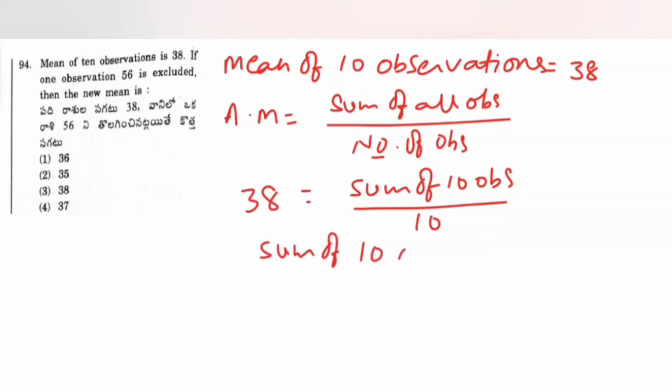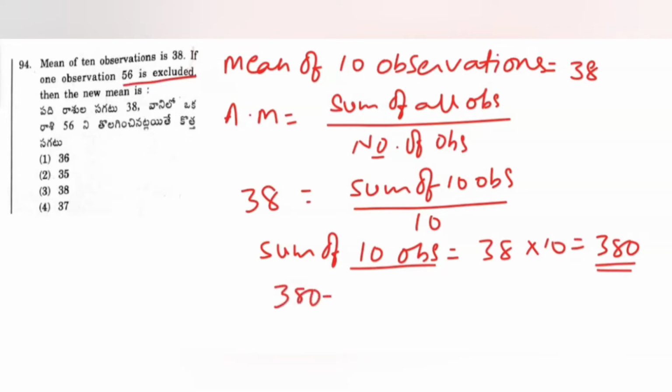So sum of 10 observations is equal to 38 multiplied by 10, which gives you 380. So this is the sum of 10 observations. Now you want to remove 56. 56 is excluded, given in the question. So 380 minus 56, if 56 is excluded, the answer would be 324. Now this 324 is nothing but a sum of only 9 observations because one observation is removed.